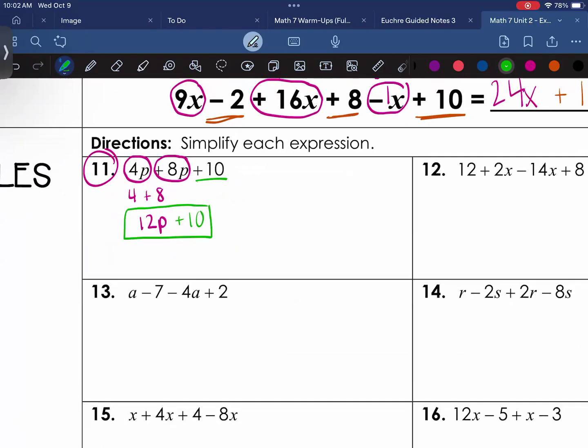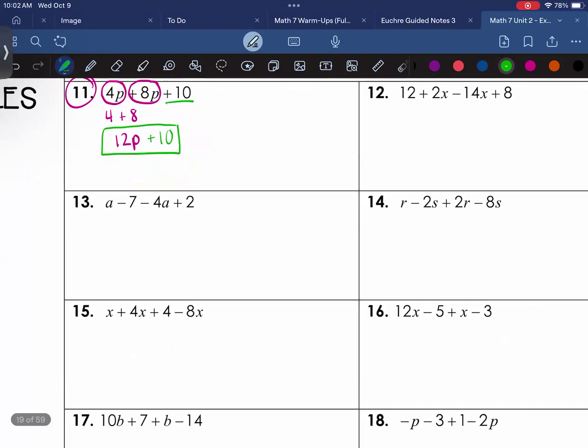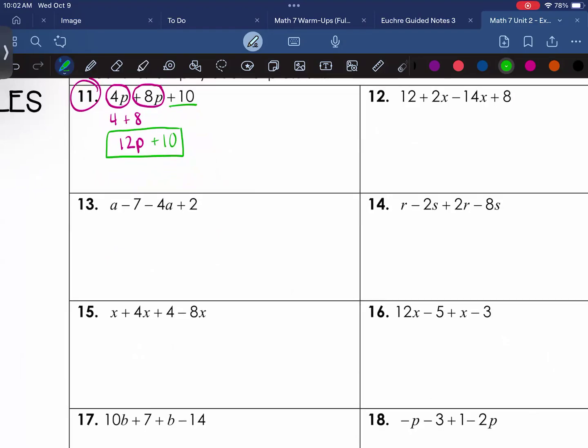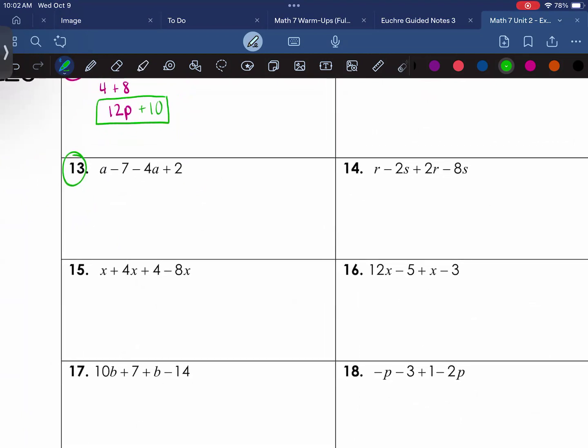All right, go ahead and try, let's do numbers 13 and 18. Don't forget that there's an invisible 1 in front of a letter if there isn't a number there. Pause the video and try 13 and 18.